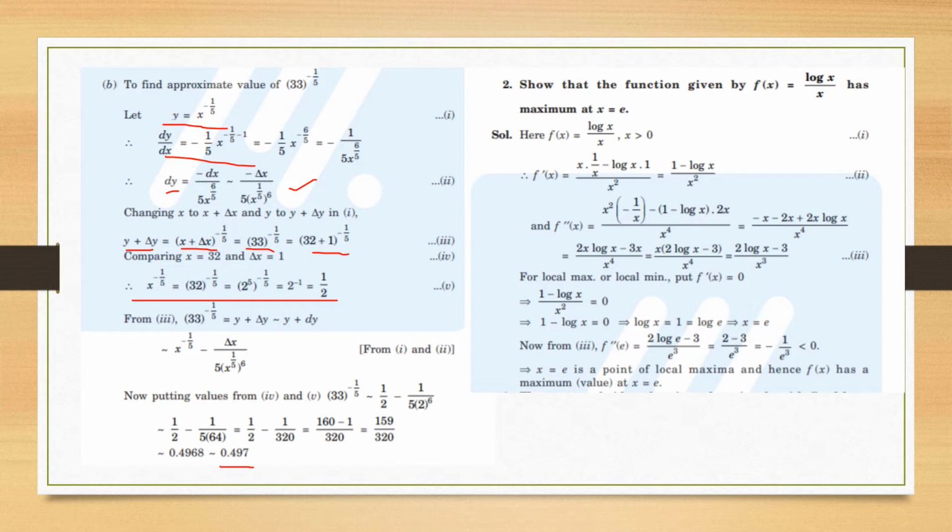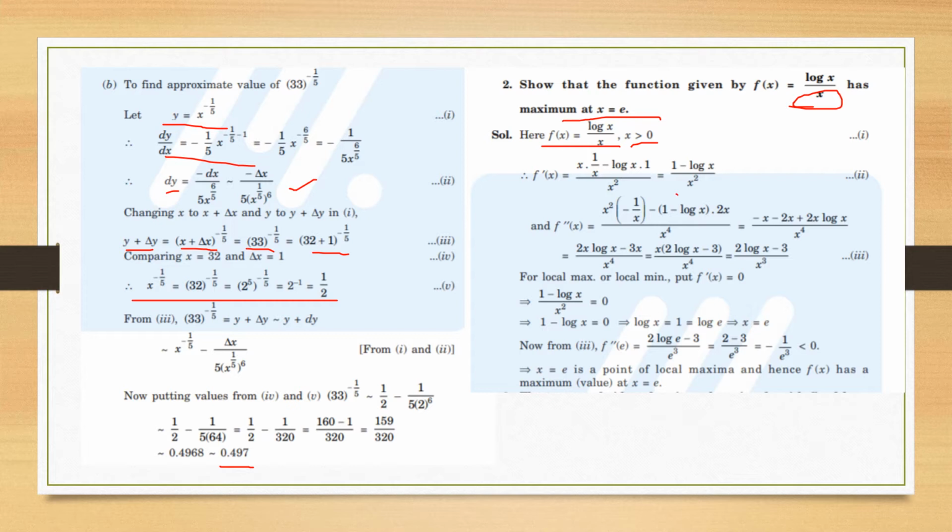Okay. So question number 2 is: show that the function given by f(x) equal to log x upon x has maximum at x equal to e. So you know for maximum what should I do? I will check the function here, it exists for x positive, as it is not defined at 0, and for log to exist this should be positive.